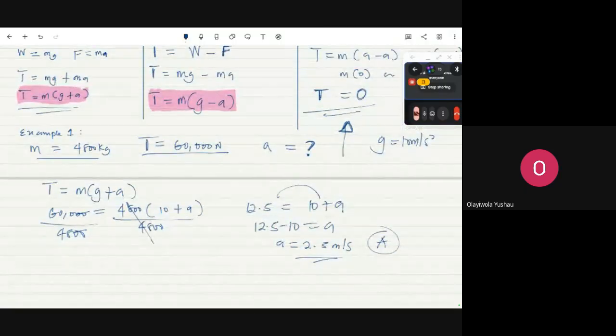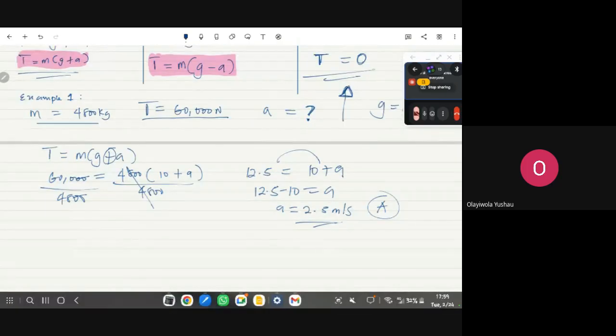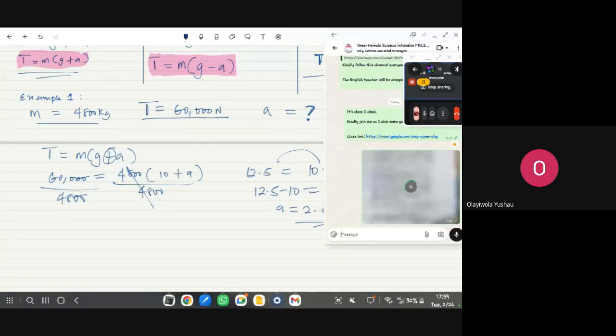So assuming the question talks about coming down, you just have to use, instead of plus, we just use minus. That's it. As simple as that. Very simple. Do you understand? But you know, theories can be a bit funny.